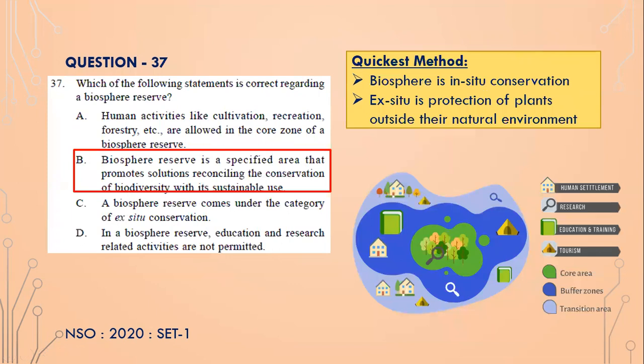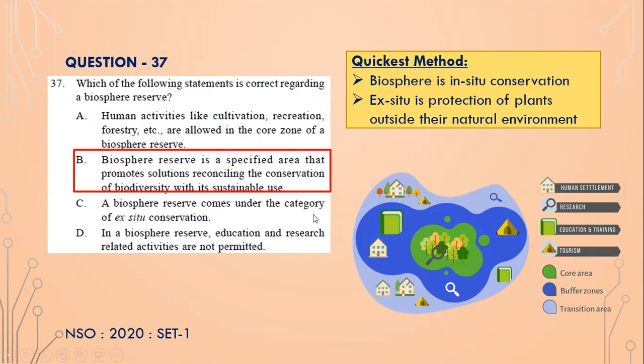Which of the following statements is correct regarding a biosphere reserve? Which are the correct statements? Human activities like cultivation, recreation, forestry are allowed in the core zone. No, you cannot. In the core zone, nothing is allowed. Only flora and fauna are allowed in the core zone. Biosphere reserve is a specified area that promotes solutions reconciling the conservation of biodiversity with its sustainable use, which is true, isn't it? It is a specified area which promotes solutions reconciling the conservation of biodiversity.